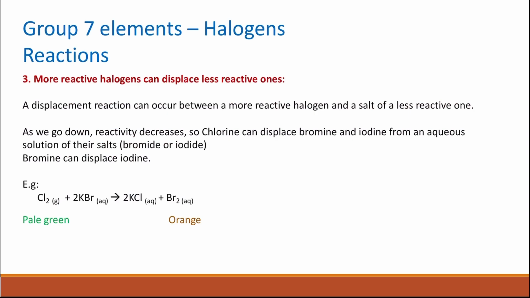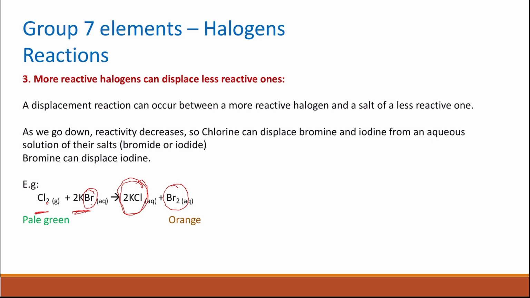So when you react something like chlorine with potassium bromide, this is the salt of bromine, then it will form a salt of chloride. So the chlorine will displace the bromide. So it becomes potassium chloride now, and then bromine will be formed as well. So now the more reactive halogen displaced the less reactive one from its salt.